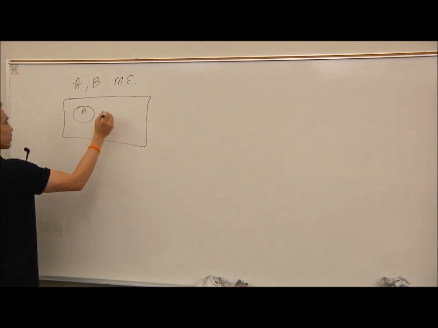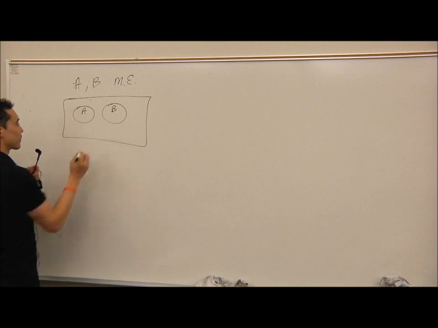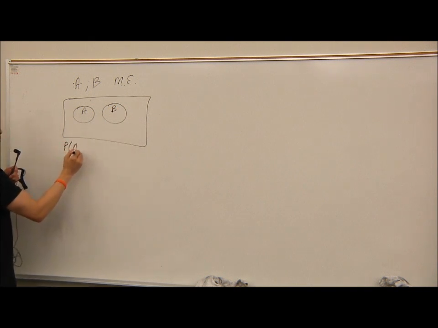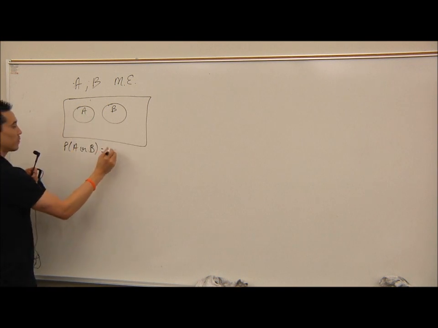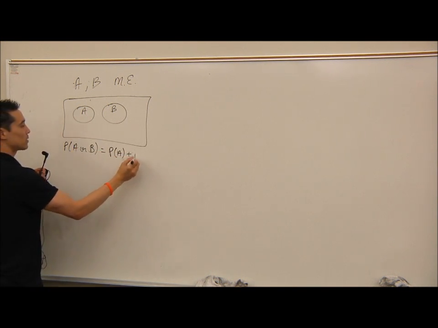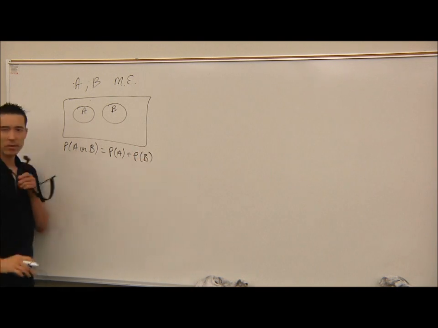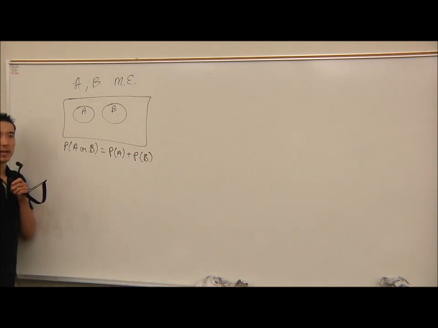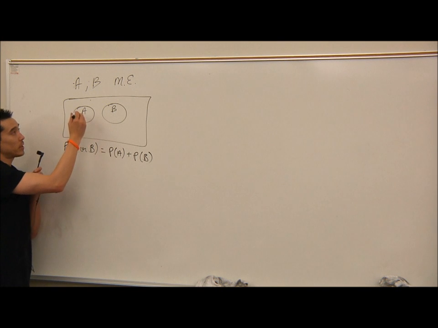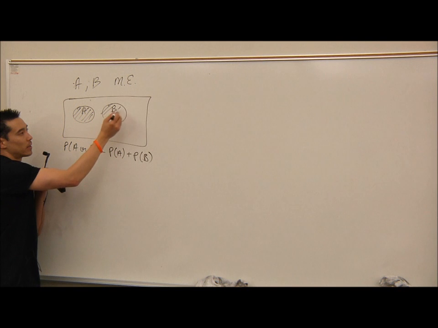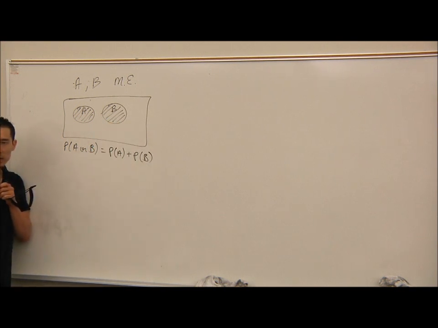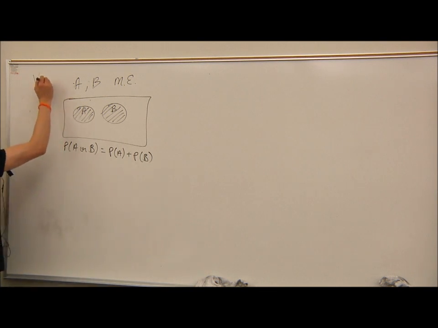Here's A, here's B, and the probability of A or B is simply this guy plus this guy. So in Venn diagrams, you kind of want to look at it as an area, okay? So the probability of A is the area of this circle, plus the probability of B, the area of this circle, and you just take them together. And that's the probability of A or B happening, okay? It's called a Venn diagram, V-E-N-N.